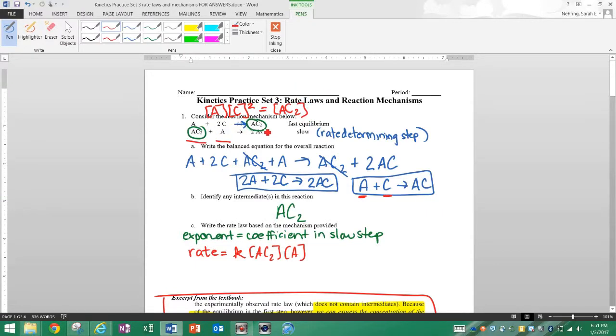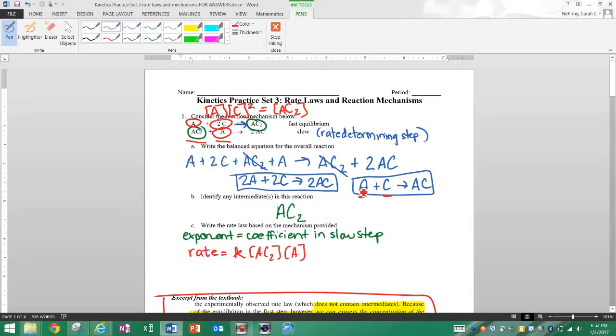So basically, you look back at AC2, and whenever you see AC2, you plug in 1 A and 2 C's. So it's kind of like the slow step. Instead of being AC2 and A, it is A plus 2C plus A. That makes sense. So you're just substituting in whatever things were used to make your intermediate, in which case it's 1 A and 2 C's. And these things are reactants, so it's perfectly fine to have those there.